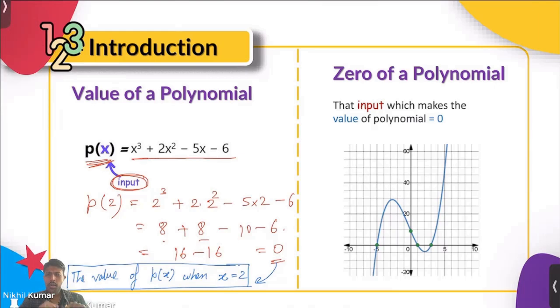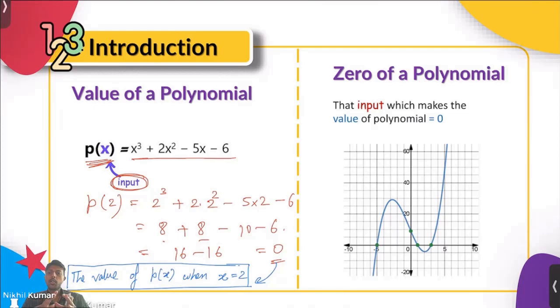Well, this is all about values. Can you try a couple of exercises quickly? Can you tell me the value of this polynomial p of x when x is equal to 0? Please find that out. Find out the value of this polynomial when x is equal to 0.